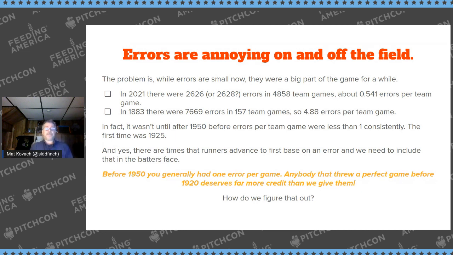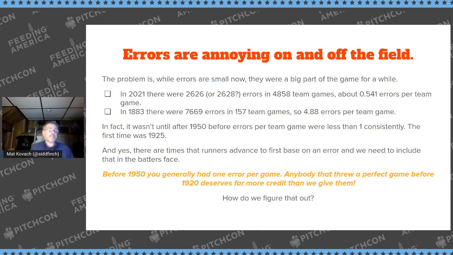In 1883, there were 7,669 errors in 157 team games, or about 4.88 errors per game. Notice once again that sometimes our older data is odd because we're missing a team game. There's a game where they don't have the information recorded for the visiting team. They only have it for the home team. So we're missing some data there in that case.